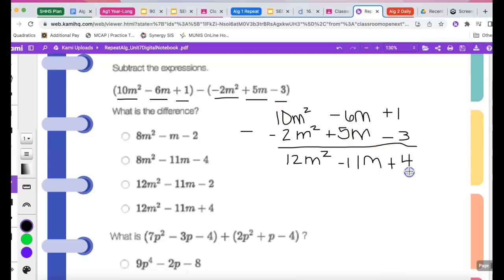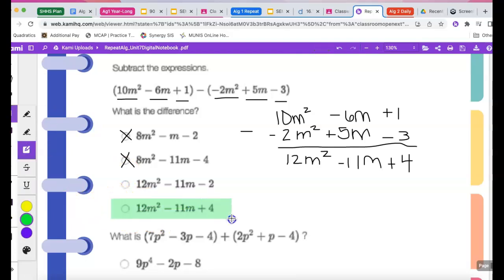Looking at our choices, it can't be A or B because of the first term. But if we look at our answer choices, D would be the best choice because it's a positive 4 and not a negative 2.